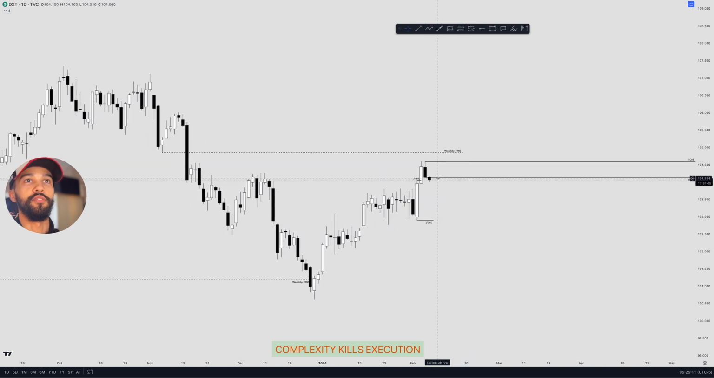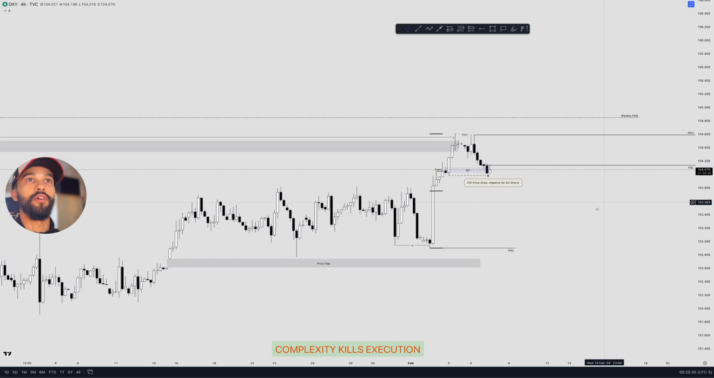You can also see we've broken through this previous daily low, and we have a fair value gap here that price may be drawn to, right? So that would give us a bullish EU, right? Let's go down to the 4 hour.